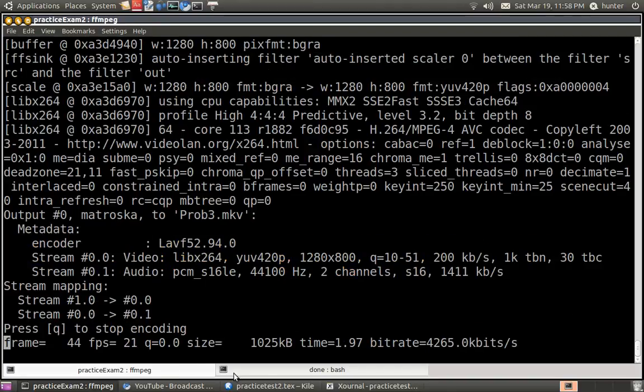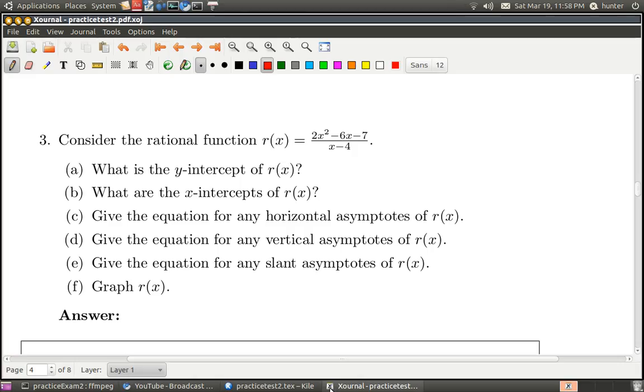Let's do problem 3 on the practice exam. So here it is, it's a rational function question, and we've got this nice rational function here, and we're just going to go through and answer these basic questions about it. So the first thing is, what's its y-intercept? And the way to get the y-intercept for any function is just to plug in 0.